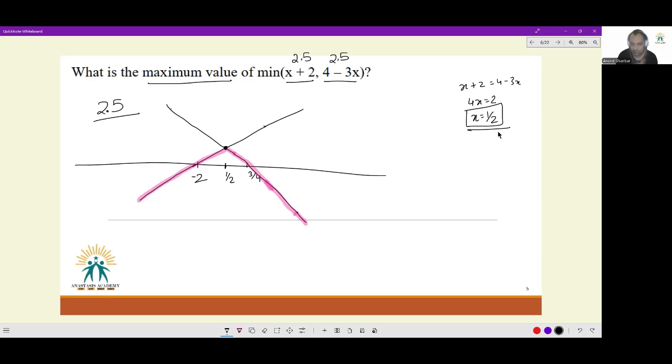So in such questions, one of the traps is that sometimes they'll ask you the maximum value of the function, and sometimes they'll ask at which value of x the maximum value of the function is obtained. So please read the question very carefully.